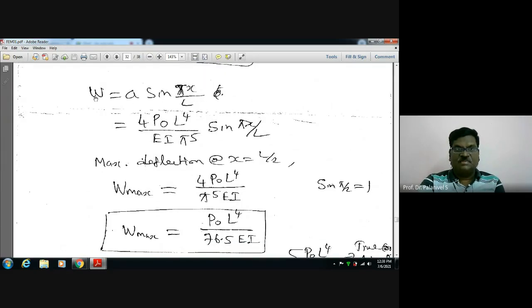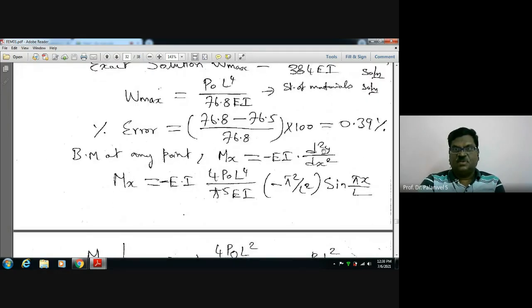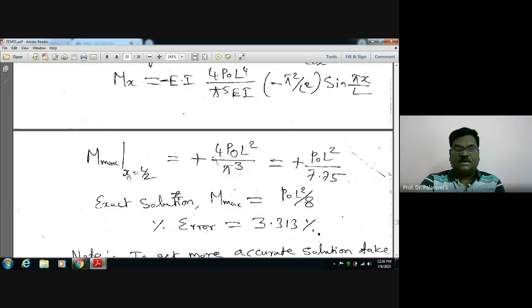You will get d square W by dx square. That is, M equal to minus EI d square W by dx square. In that, substitute by differentiating that twice. That is substituted here. Therefore M max at x equal to L by 2, so I have calculated M max from this. I substituted x equal to L by 2 in the Mx expression, and I got 4 P naught L square by pi cube, that is equal to P naught L square divided by 7.75.